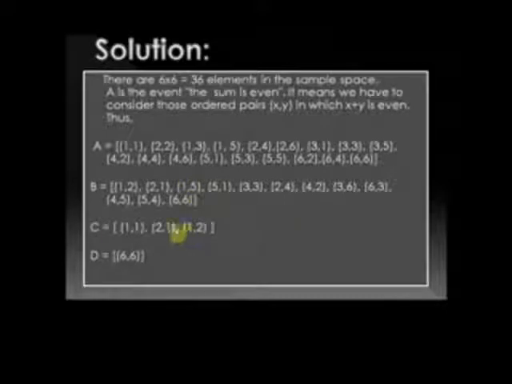Now C is the event that the sum is less than 4. For a sum less than 4, the sum could be 2 and 3.